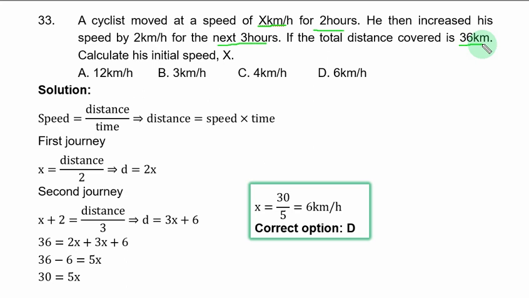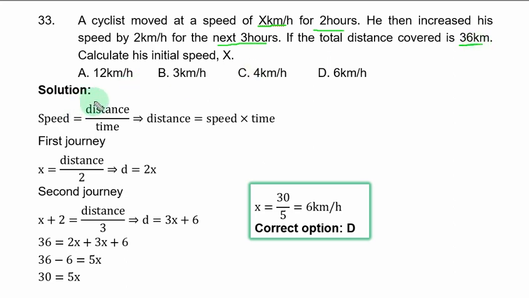The first one, s kilometers per hour for 2 hours. Then maybe when the cyclist was returning from the first journey, he increased his speed by 2 kilometers for the next 3 hours. So since the total distance covered is this, we have to get the distance from the two journeys. If you add together, you equate it to 36 kilometers.